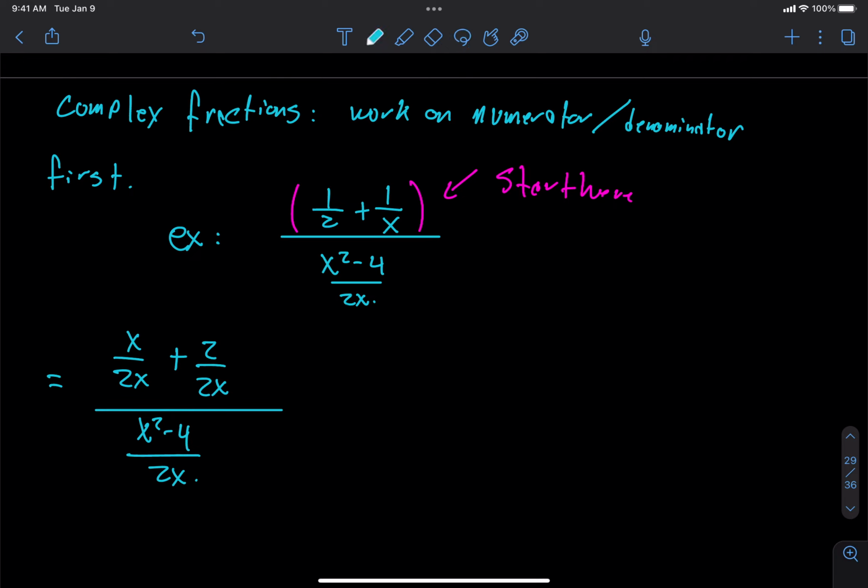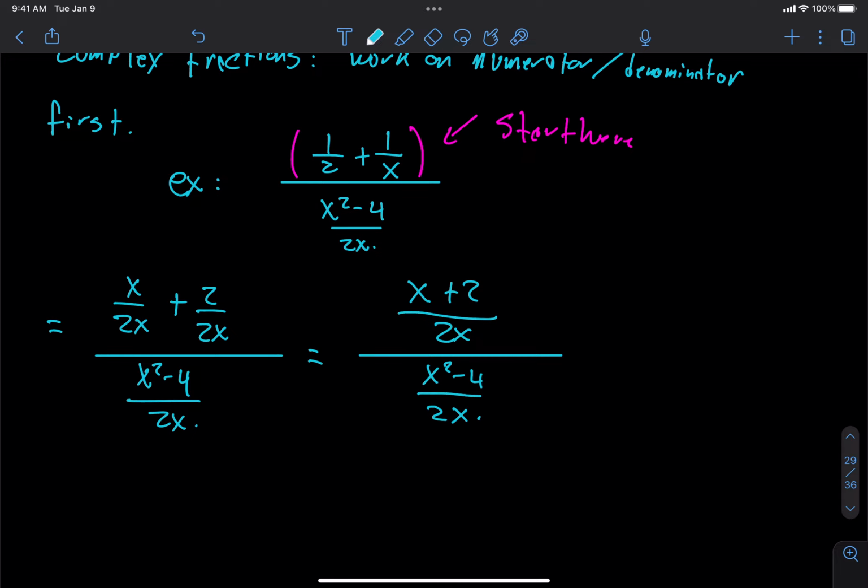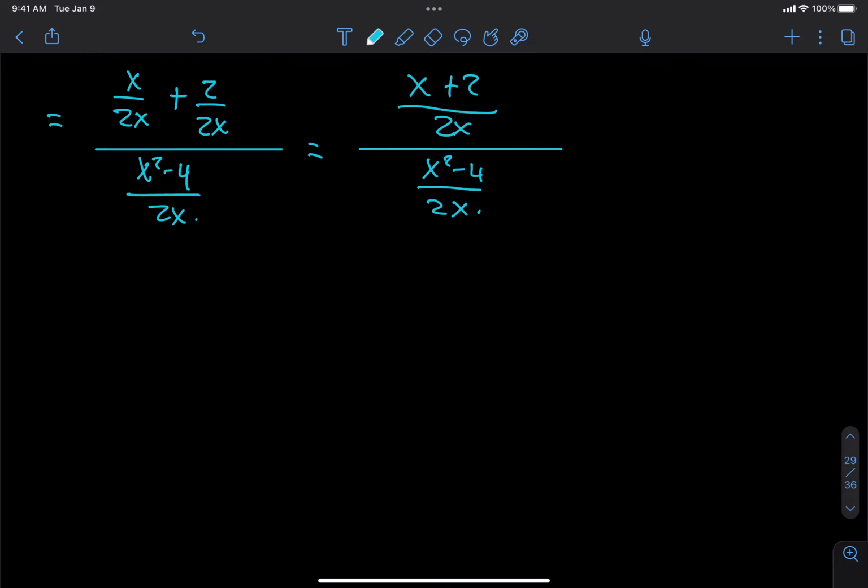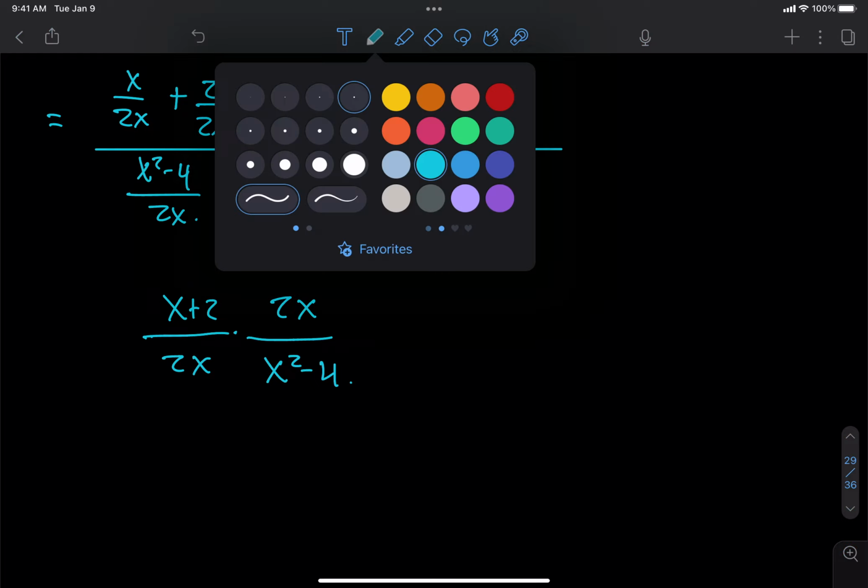So now I can combine the top into x plus 2 divided by 2x, all divided by x squared minus 4 over 2x, right? So now I've got it down to the previous case. I just need to apply division here, which division is the same as what? Very good. It's the same as multiplication by the reciprocal. Okay, so x plus 2 over 2x times 2x over x squared minus 4. Okay, now what should I do?